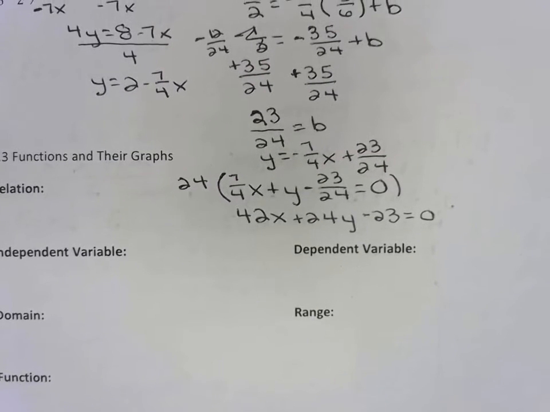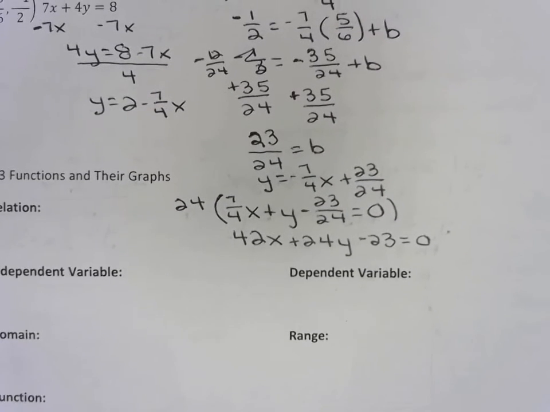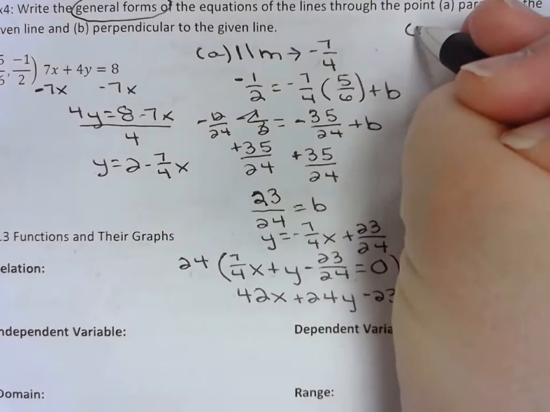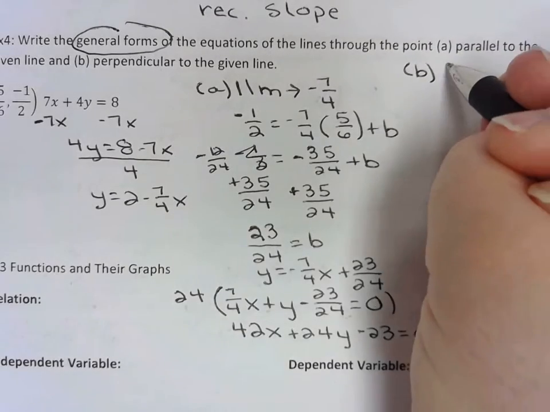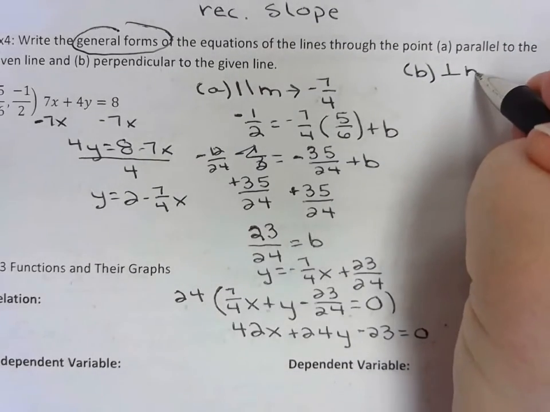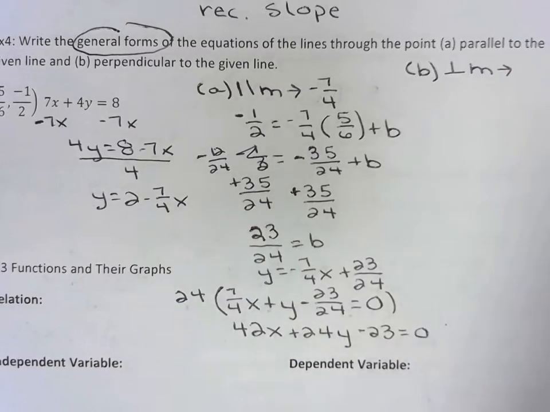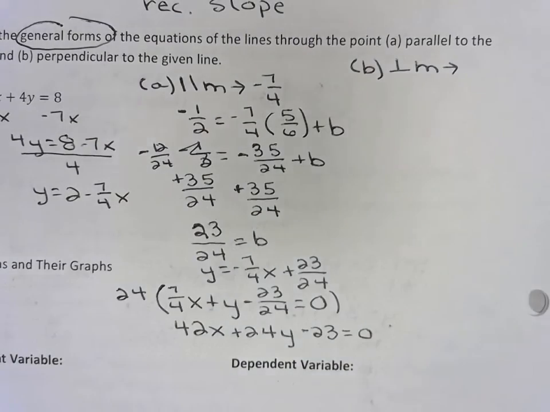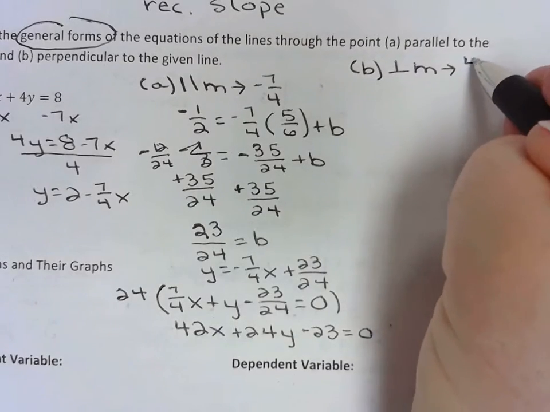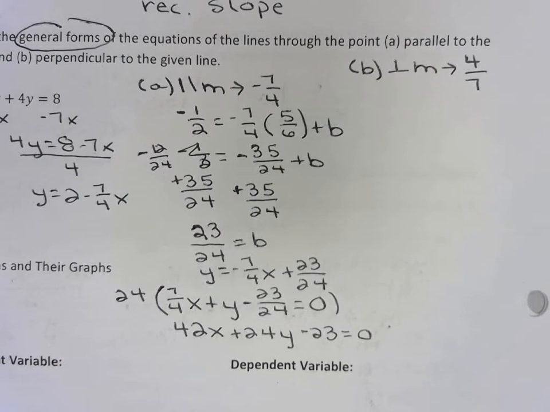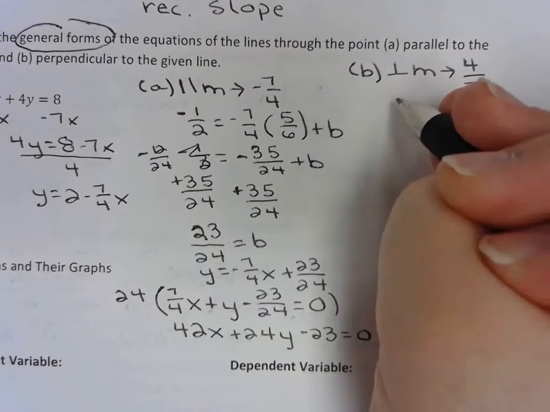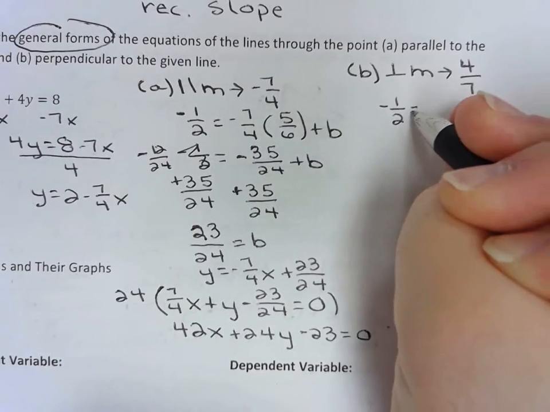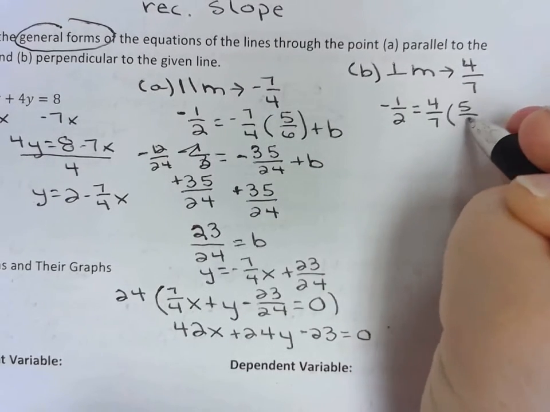Okay, any questions on that? Okay, that was part of it. I still need to write the perpendicular equation. So the difference is my slope for the perpendicular is going to be what? The perpendicular slope is going to be the negative reciprocal. So it's 4/7. The negative becomes a positive. You flip it, so it just is 4/7. And then it's the same process from there. Plug in your y, x, and m. So negative 1/2 equals 4/7 times 5/6 plus b.